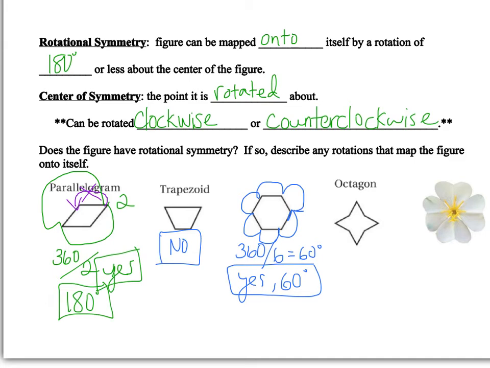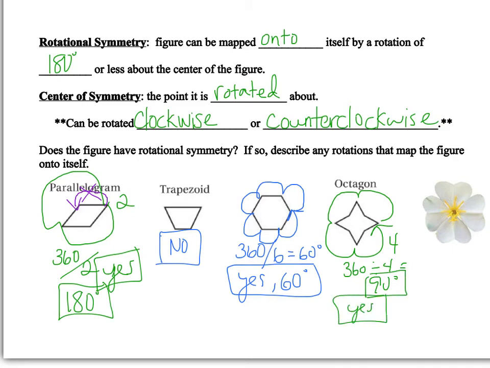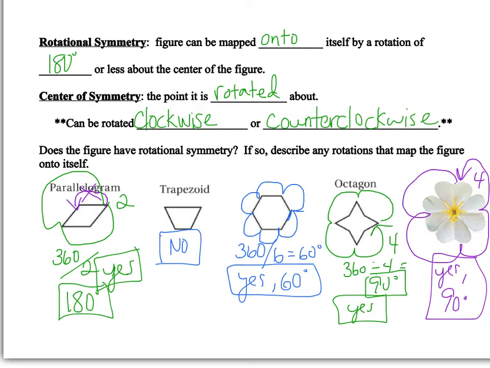For my octagon, then, I have 4 equal points. Notice they're the same distance all the way around, so I have 4 spaces all the way around that I could rotate it at any of those locations. So I take 360 divided by 4, and I get 90 degrees. So I would have a 90-degree rotation, and yes, there is rotational symmetry. Then for the very last one, the flower petals, if I start in the middle, one petal would rotate to the next petal, to the next one, to the next one, and again I would have 4. So this would be yes again, and it would be 90 degrees just like I got on the octagon.